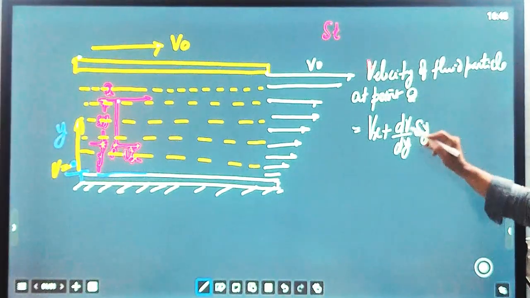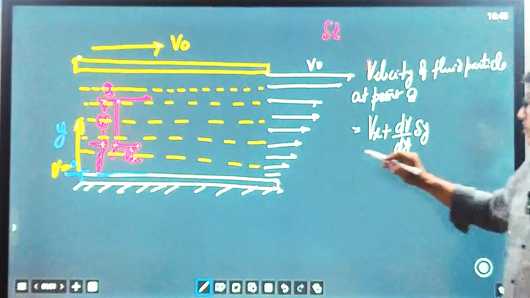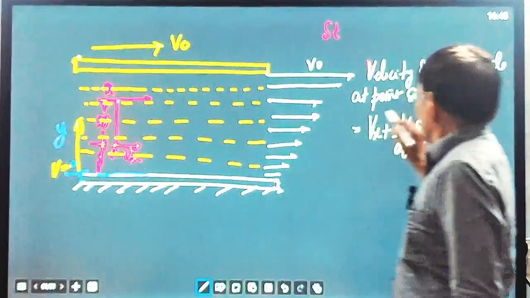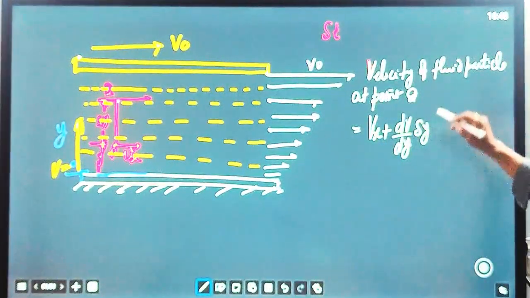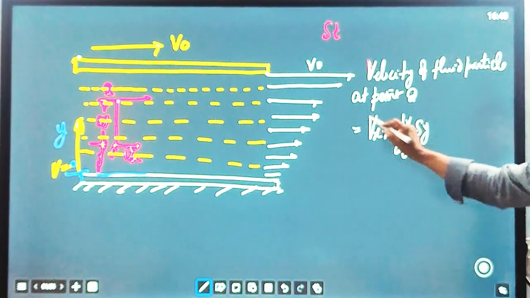So this is a differential. Velocity is a differential function of the distance y. Del v over del y, it is increasing with respect to y. Del v over del y multiplied by del y is the total increase in velocity, that is the velocity at point Q.